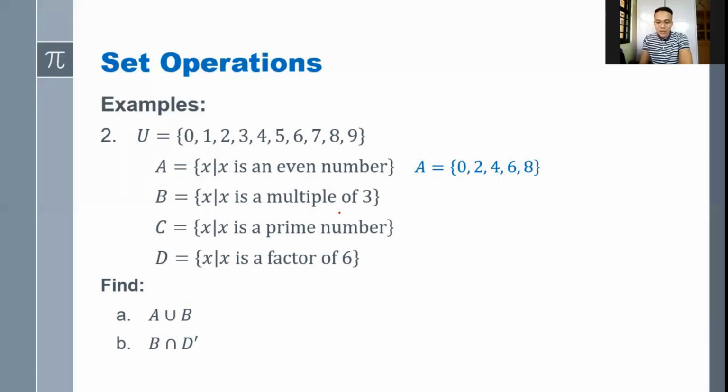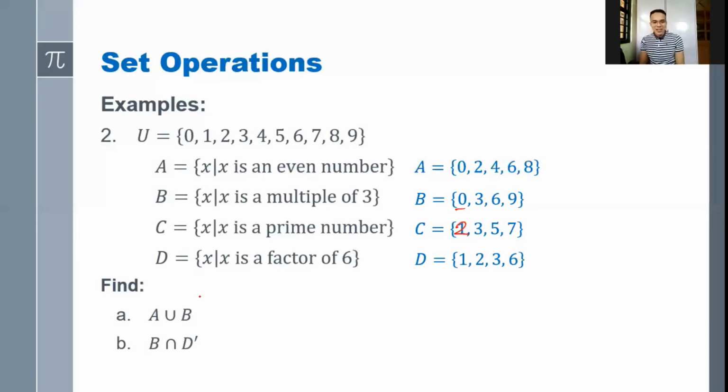And the multiples of 3 in the universal set are 0, 3, 6, and 9. Remember, 0 is always a multiple of any number. And C contains the prime numbers in the universal set. So we have 3, 5, 7, and this is not 1, this should be 2. Okay, I'm sorry about that. This should be 2. And for letter D, we have factors of 6. The factors of 6 are 1, 2, 3, and 6.